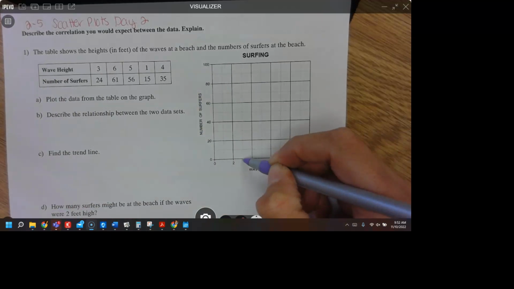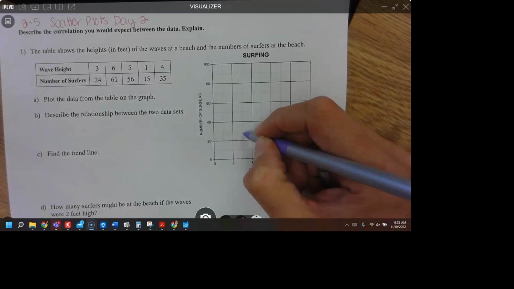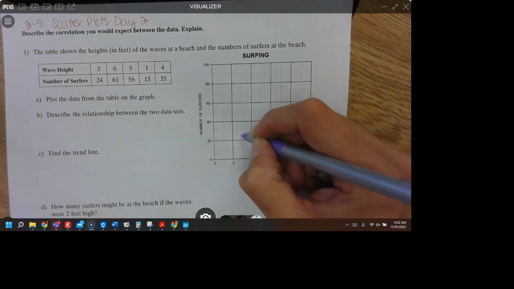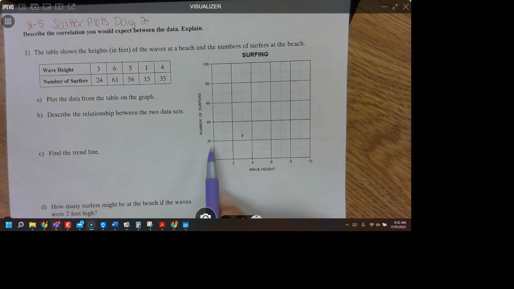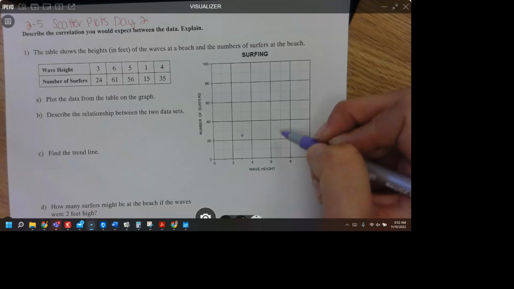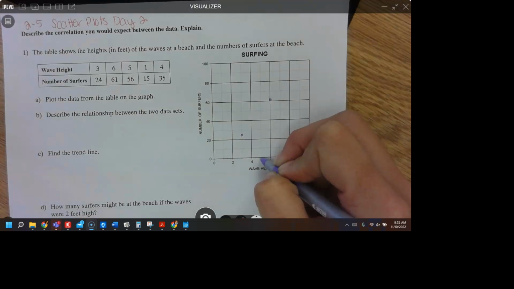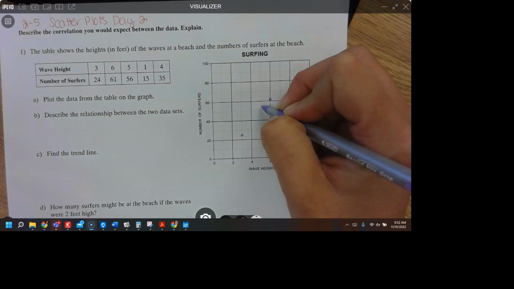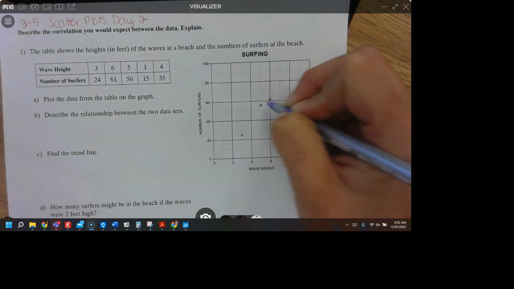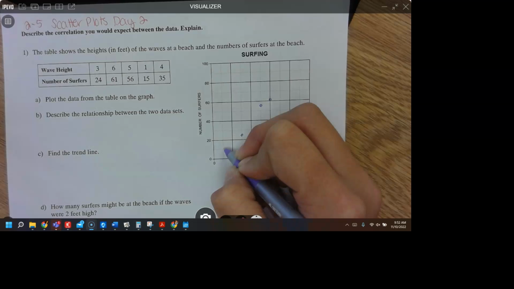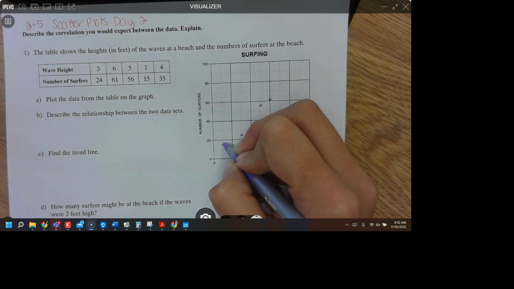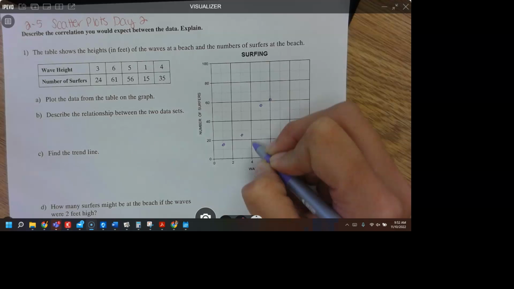So 3 is right here, 24 is in the middle right here, because these go by 10. So this is 30, this is 20, so 24 is kind of in that middle. Then you have 6, 61, 5, 56, 1, 15, 4, 35.